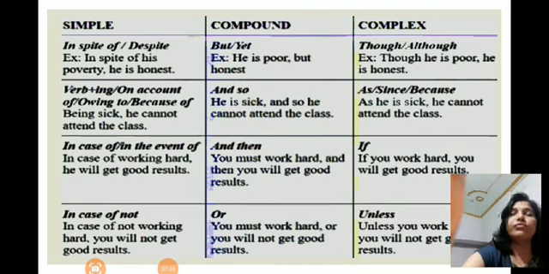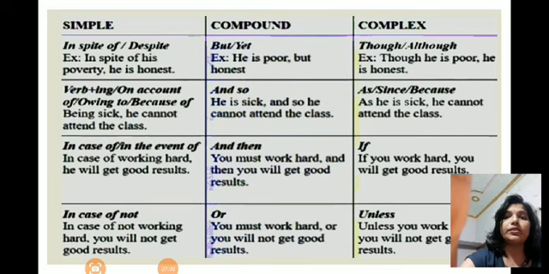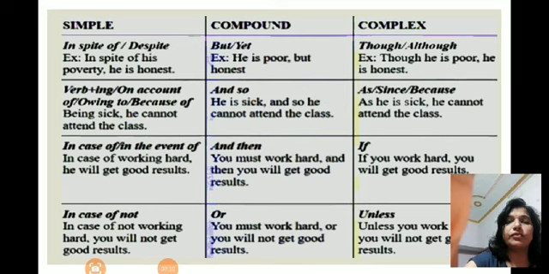Now there are some confusing conjunctions that you should memorize. In simple sentences you could see 'in spite of', 'despite', 'on account of' given, and these are phrases. With the help of the phrases the sentence starts, but they are still simple sentences. Phrases are groups of words which do not have a complete sense, so 'in spite of' is a phrase. For example, 'In spite of his poverty, he is honest.' 'Being sick, he cannot attend the class.' These are making one complete sense.